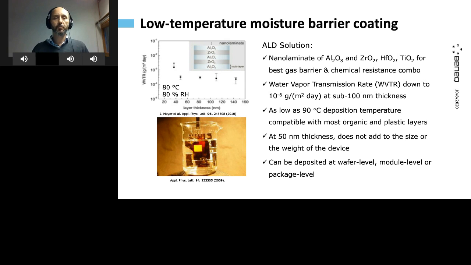What I didn't mention is that this process, the encapsulation, the results here are all done at 90 degrees C. So again, this is compatible with most organic materials that you might be considering using. It also means that you could be doing these coatings at the wafer level, at a later stage at the module level, or even in a later phase as you package the device, because some of these materials may be sensitive to high temperature.